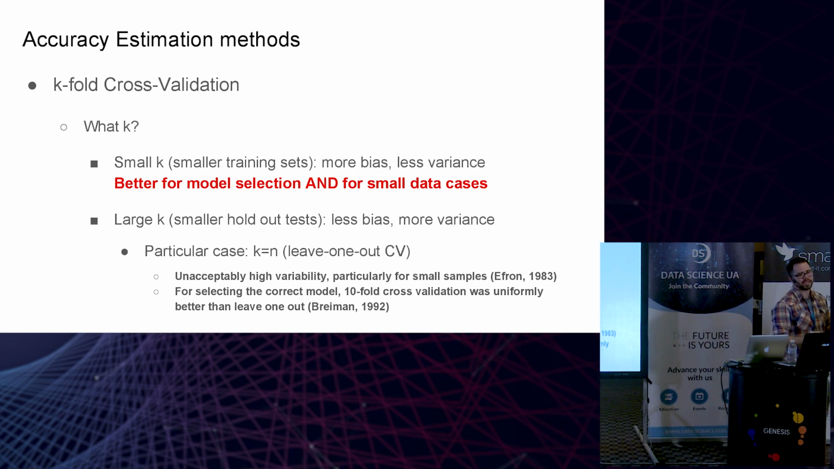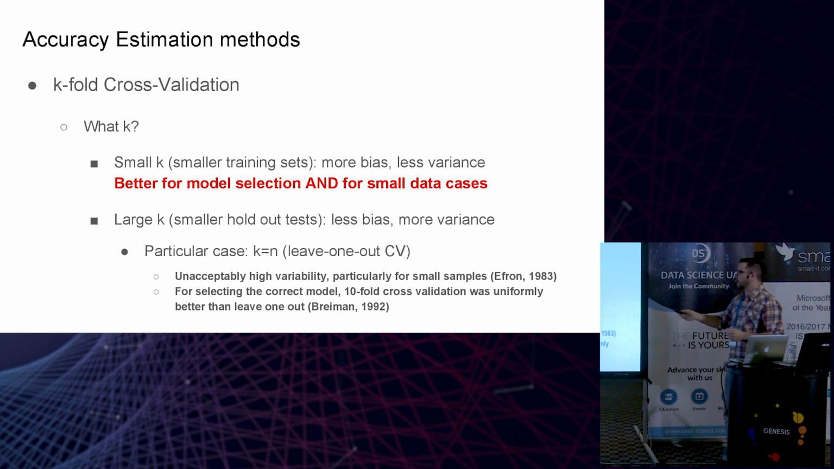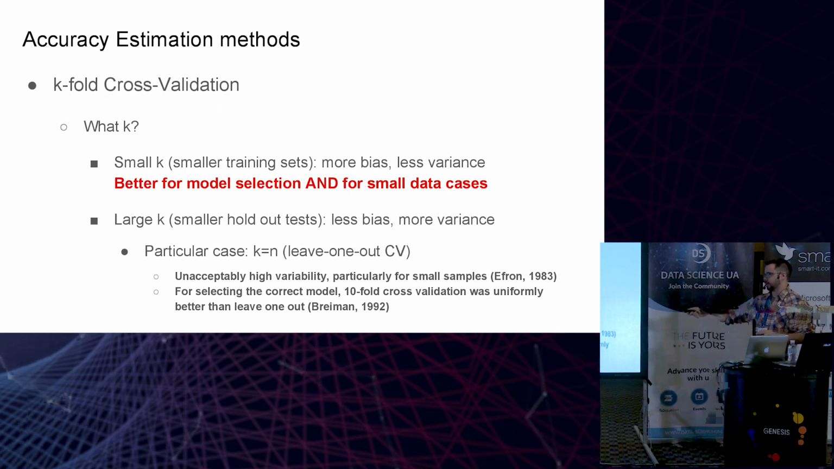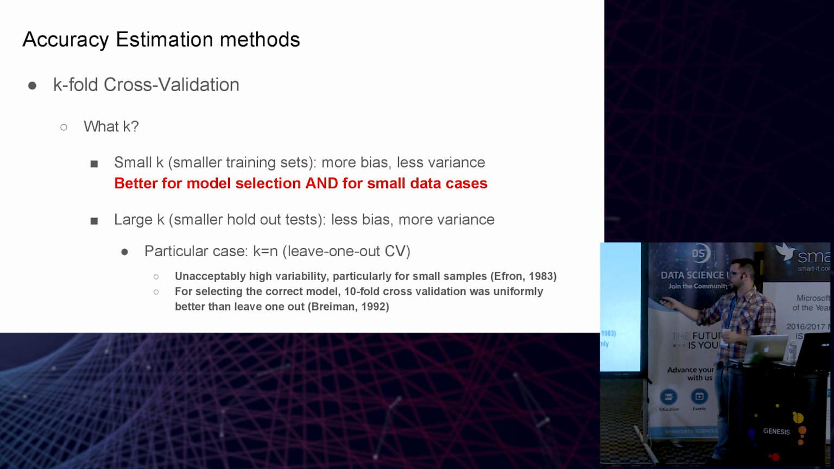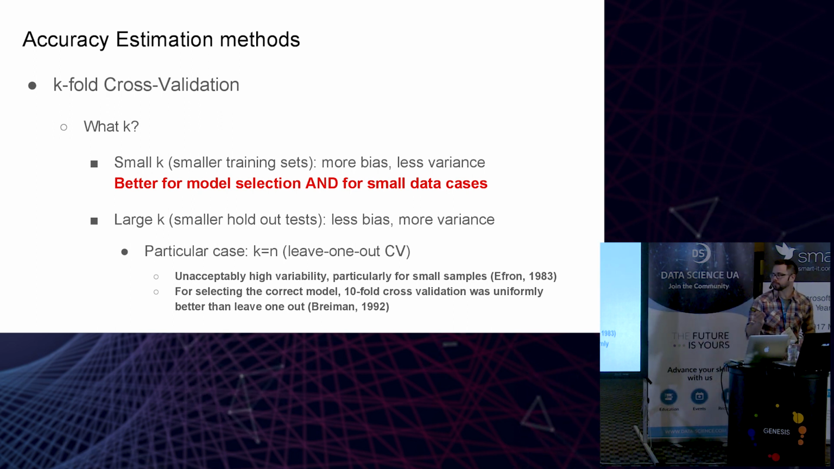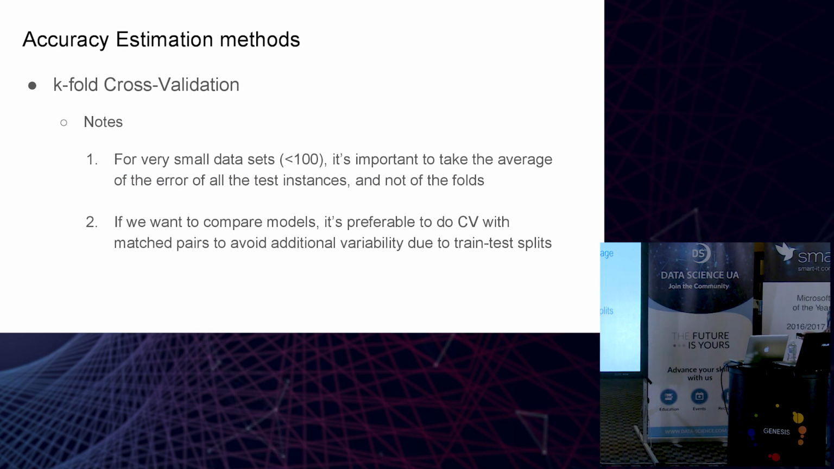A small k means basically a k of 2, 5, or 10. 10 at the most. But we should really avoid the case, for example, of leave one out cross-validation. And there are two results there. First, this is a very well-known case that leave one out has very high variability, and also that for model selection you should always prefer tenfold cross-validation over leave one out. Okay, this is a very technical note. I will skip.